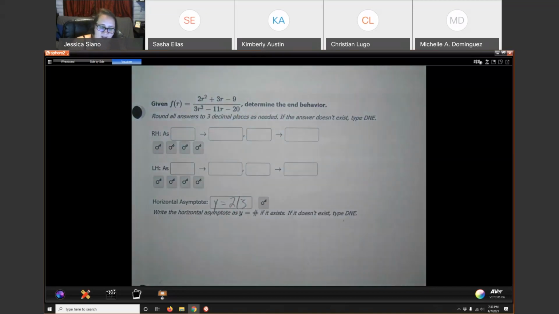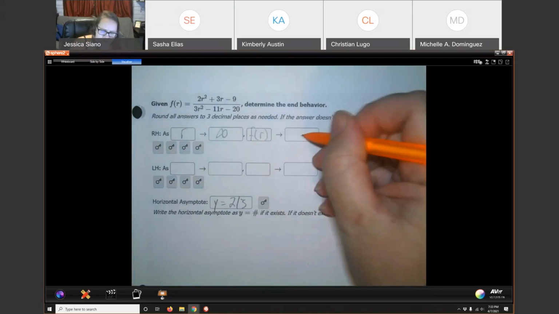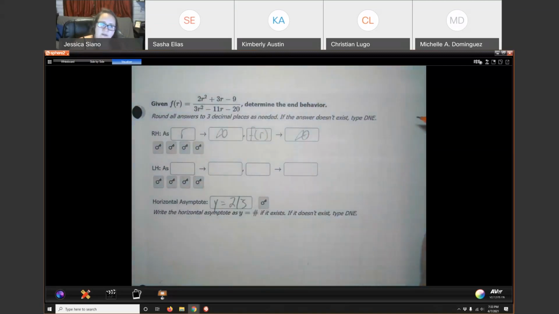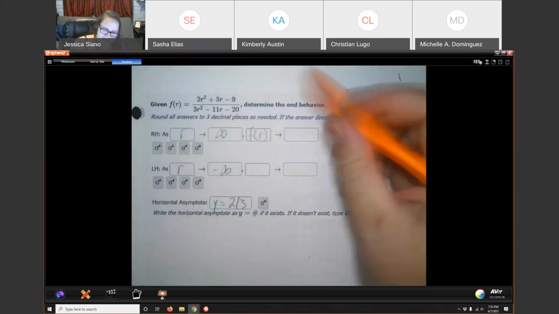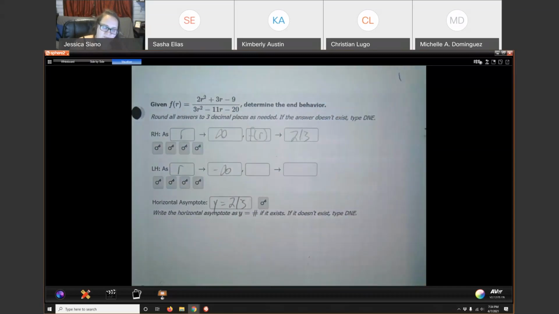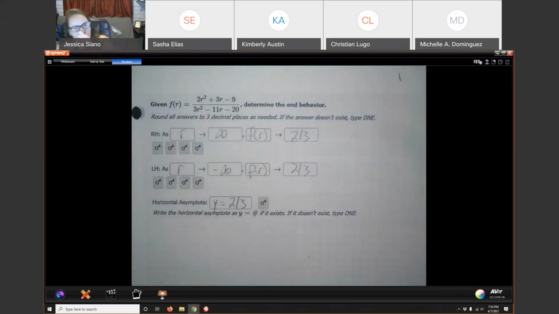And so what that means is that on the right side, as r approaches positive infinity, f of r approaches 2/3. And on the left side, as r approaches negative infinity, f of r also approaches 2/3. So anytime your horizontal asymptote is a number, including 0, then on the top and bottom you're always approaching that number. On the left and right, I should say. Okay.